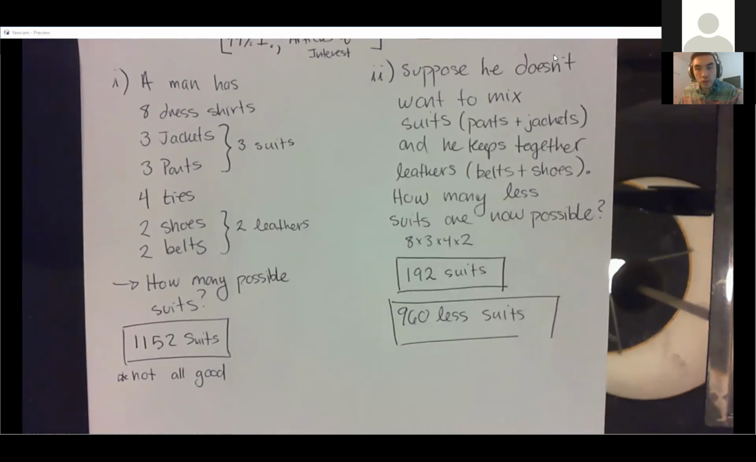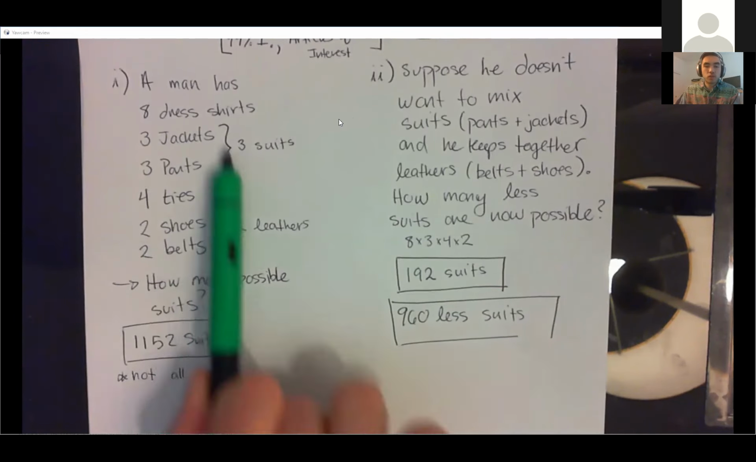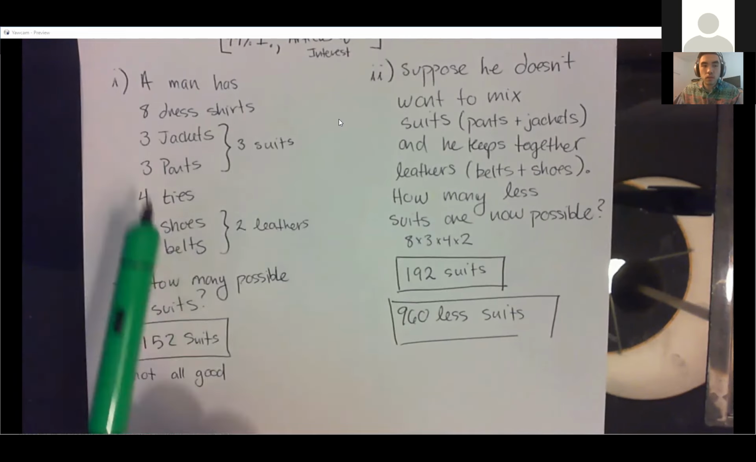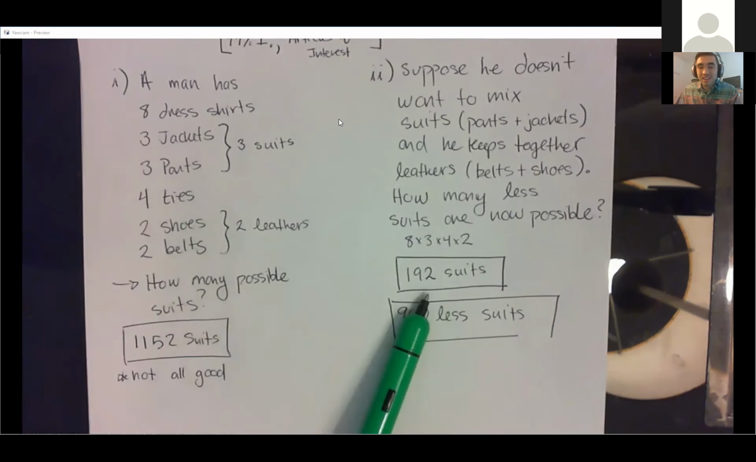Is that warm-up question okay? So the point here that I'm trying to get at is the fact that once you start removing possibilities from a set of elements, or you start enforcing additional rules like this, which reduce down our parameters, you get a very, very rapid reduction in number of possibilities. If you allow yourself to wear any combination of junk that makes up a suit, more than 1,000, but by enforcing these 2 simple rules, right, that we're gonna keep shoes and belts together and that we're gonna keep jackets and pants together, this suddenly takes us down to 192 suits. Is this okay?